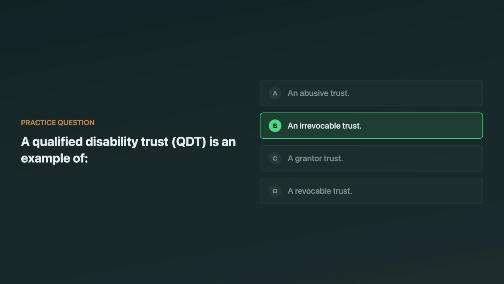The correct answer is an irrevocable trust. A qualified disability trust is set up to meet specific requirements and generally can't be undone at will, which is the hallmark of irrevocable. A tempting wrong answer is revocable trust, because many people associate disability planning with flexibility, but revocable means the grantor can freely change or cancel it. QDTs don't work that way.